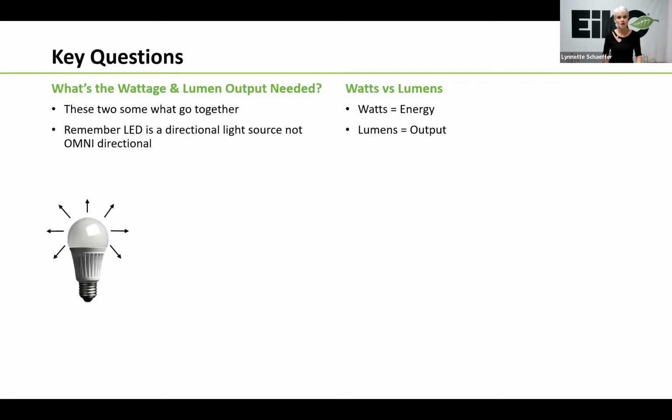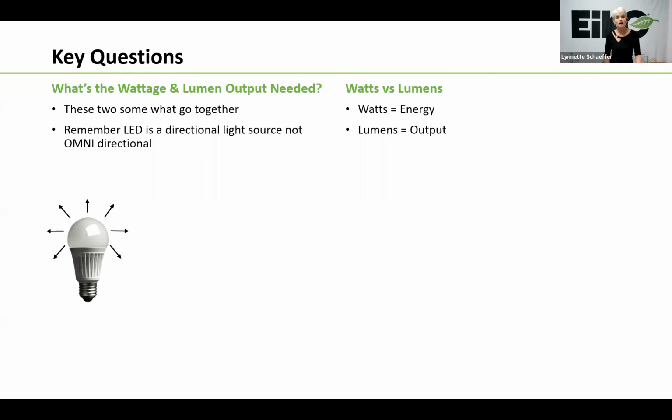So what's the wattage and lumen output needed? This can sometimes be a little tricky. Watts, of course, equals energy required, right? And lumens is the output. Now, not all manufacturers have the same lumens per watt ratings. It all depends on the entire unit, the entire fixture, the heat dissipation, the lenses used, the optics that are used, the diffusers, the semiconductors, and so on, right?